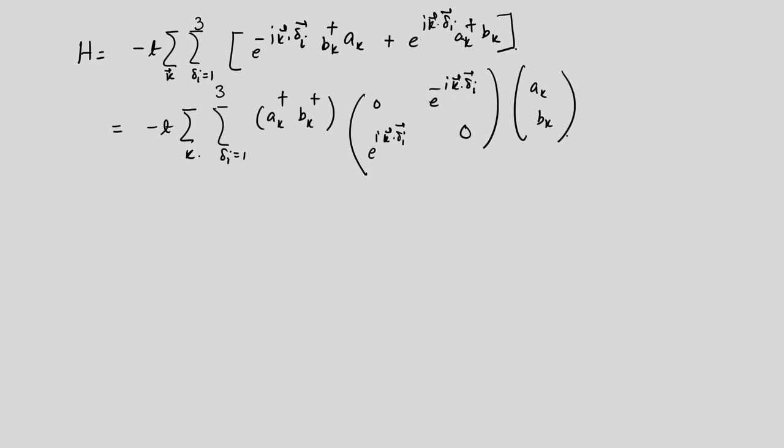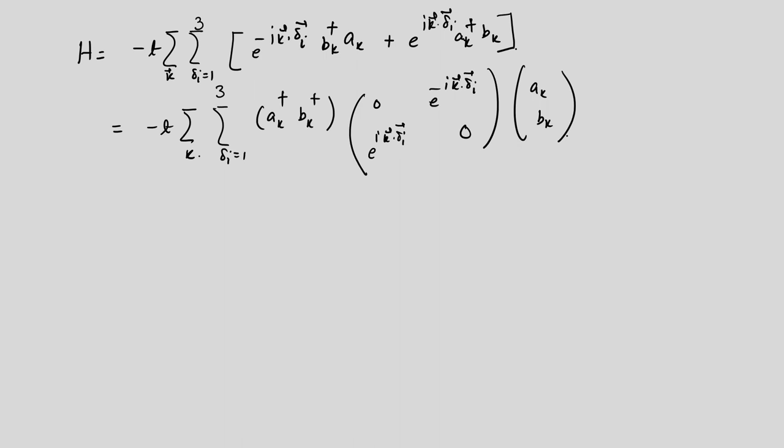Now, you see that there is no term that contains a_k dagger a_k, because there is no hopping from A atom to A atom. The hopping is between A atom and B atom, because we are talking about the nearest neighbor tight binding model. Similarly, there is no term which is b_k dagger b_k. That is why this matrix in the middle, sandwiched between the row vector and the column vector, does not have any diagonal elements, but only has off diagonal elements.